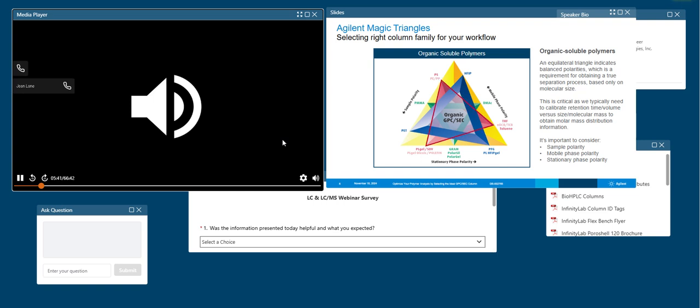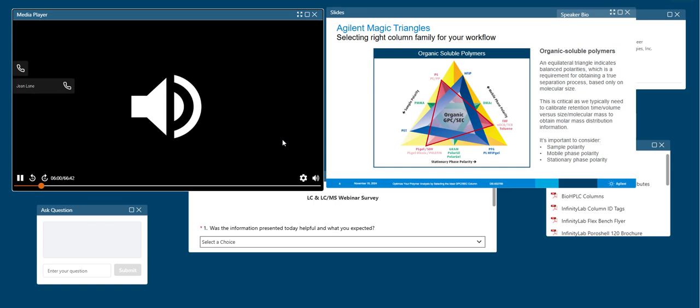Looking at this inside red triangle, a common solvent for polystyrene is THF, which we see here is in the lower polarity range for our solvents. Completing our triangle, we can see that the PL gel or the STV column families would be our recommended product for these sample conditions.